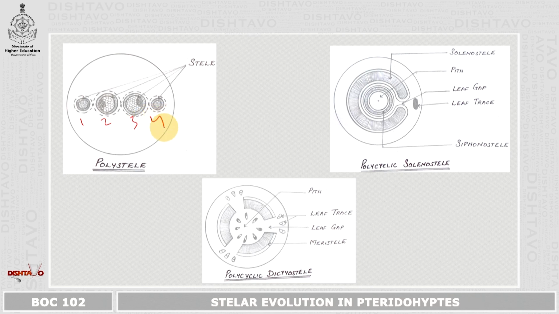Now, dictyostele, as mentioned before, the vascular strands are discontinuous, they are broken down. So you have the vascular strands which are broken down, and hence it is called meristele, as marked over here. And then you have polycyclic solenostele, because, as mentioned before, solenostele has a perforation. If you see, there is a perforation over here. So that is why it is polycyclic solenostele. Polycyclic because you have one stele over here and this becomes the second one, so it has two rings of stele.